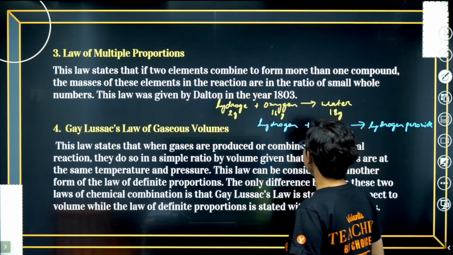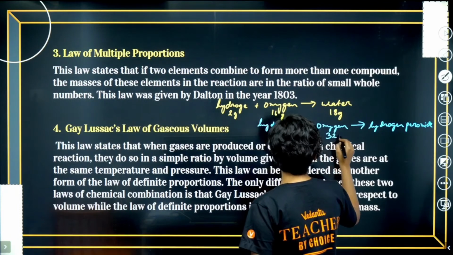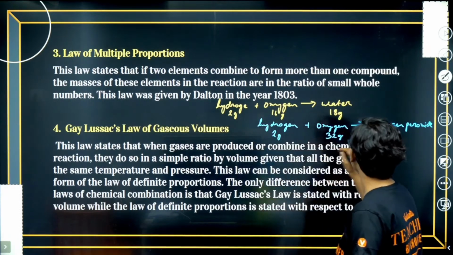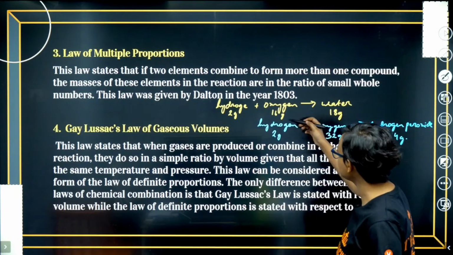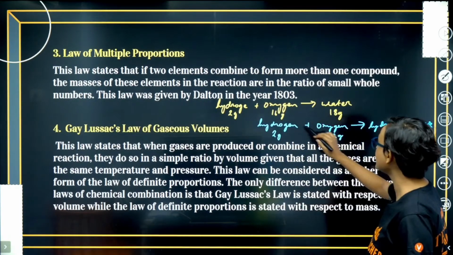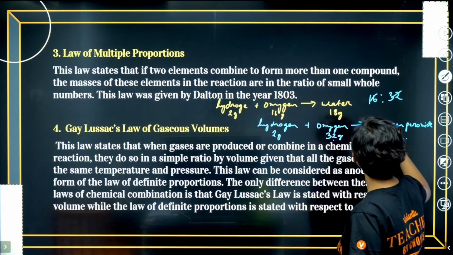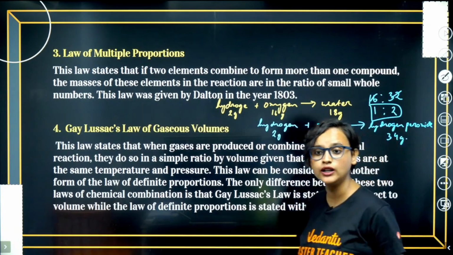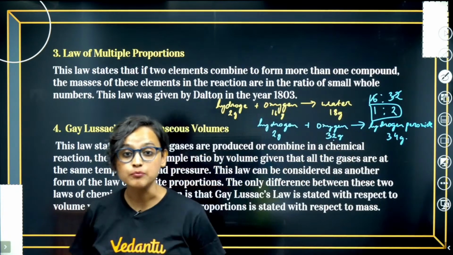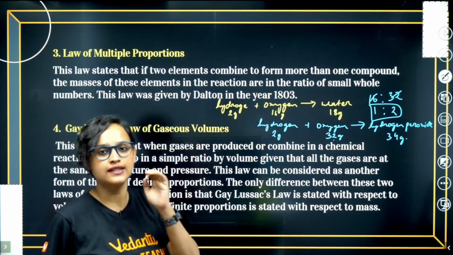Am I right? But in this case, if I take 2 gram of hydrogen, I will have to take 32 gram of oxygen, and then I will get 34 gram of hydrogen peroxide. So do you see that 16 and 32, what is the ratio here? 16 is to 32. I can simplify it and write 1 is to 2, right? What is this? This is a simple whole number. Exactly what this law is saying.